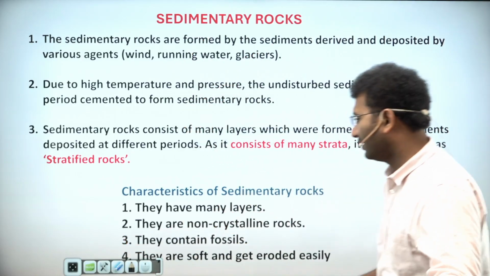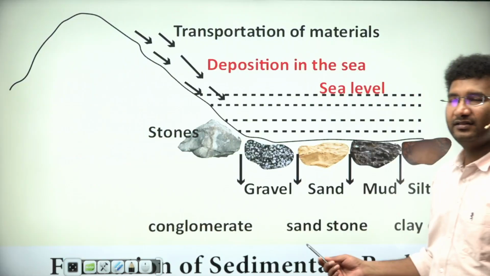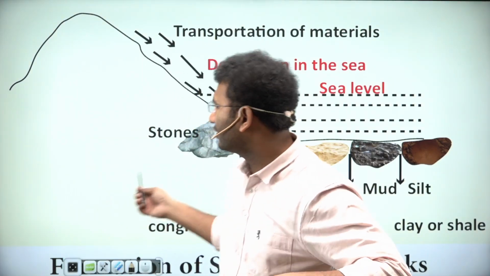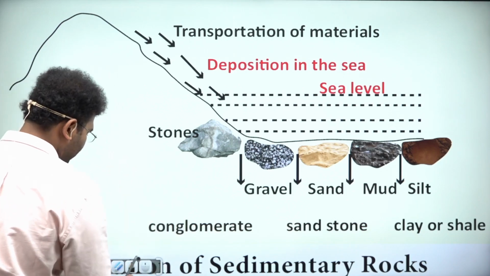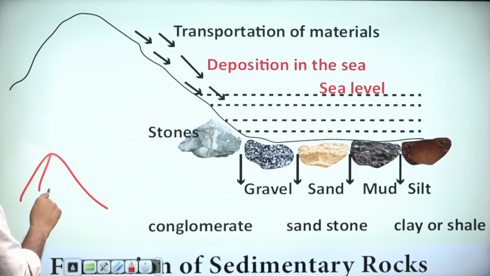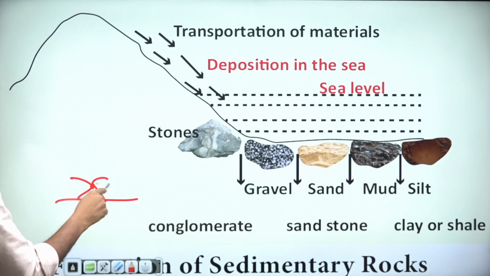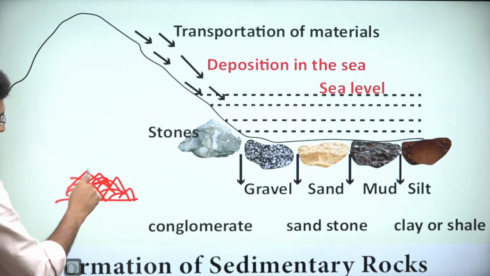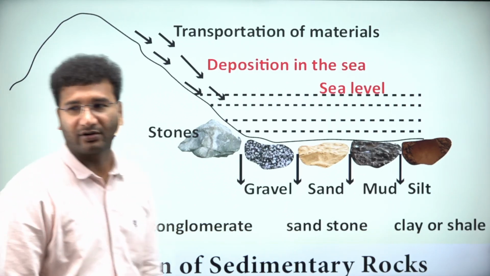Okay. And the last one is they are soft and get eroded easily. These rocks are softer and they also get eroded easily. Now look, let's imagine that there is a volcano and this volcano started to give out some rocks. Imagine these are the rocks. Okay? These are freshly made rocks.